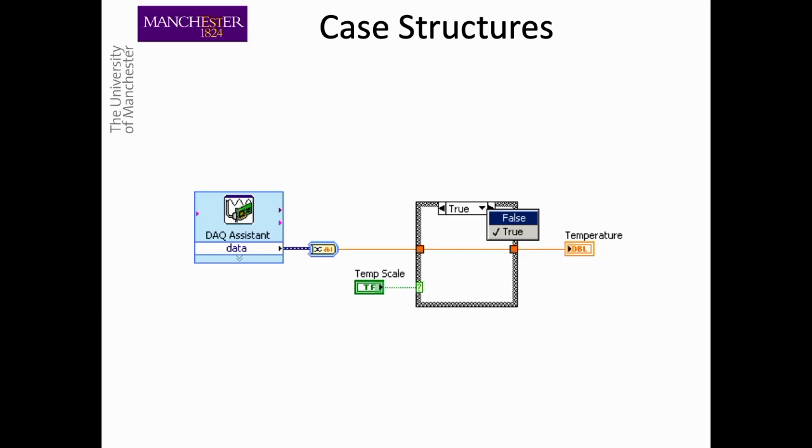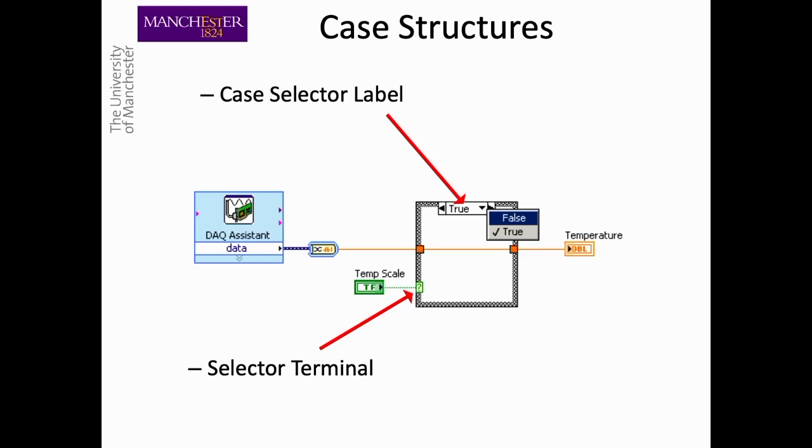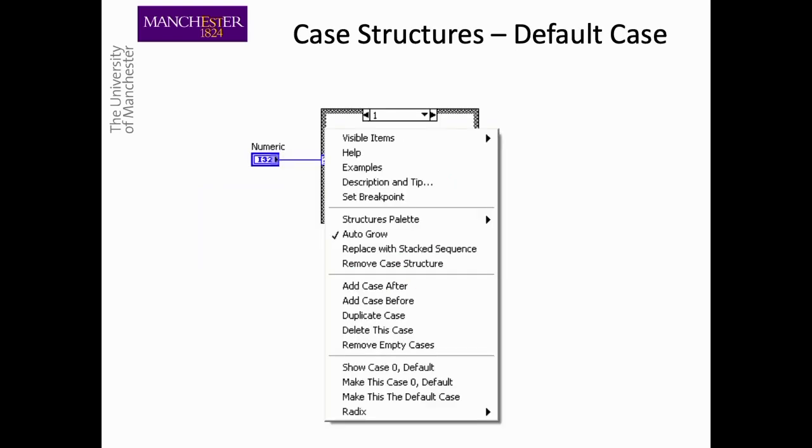Okay? So, here we can see we've got two cases, a true or a false, and I've got different code in each of them. This is the true case, the case selector label. This is the selector terminal, okay, that says which piece of code we're going to do. And there's different types of case structure. We've just seen a Boolean one. You can also have a numeric one.